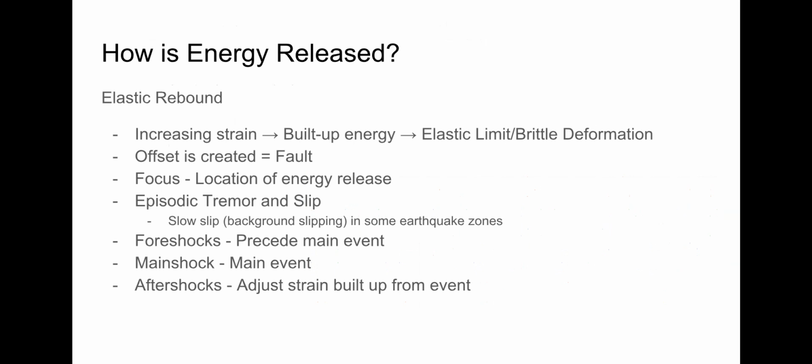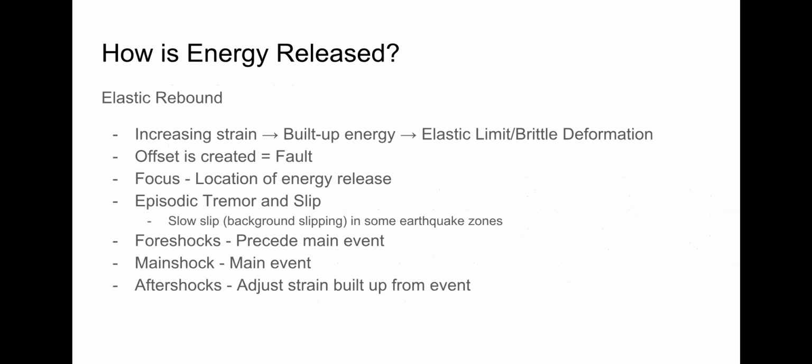So when the energy is released through the elastic rebound or the surpassing of the elastic limit, either way, you increase the strain, you build up the energy, the elastic limit is reached, and brittle deformation occurs, and then the offset is created, which is the fault. The focus is the location of the release of the energy.